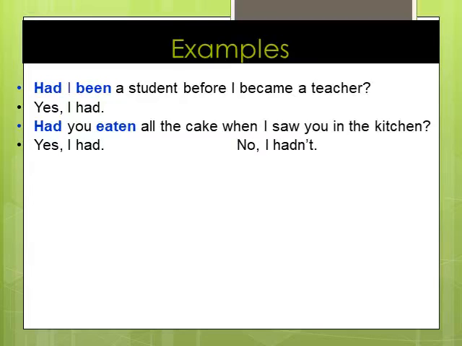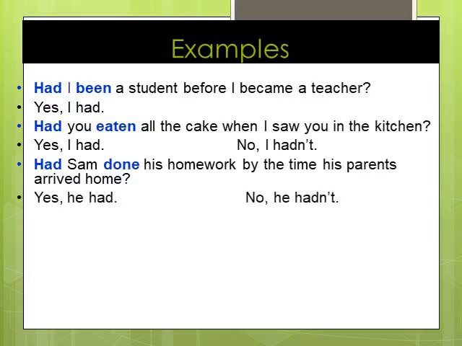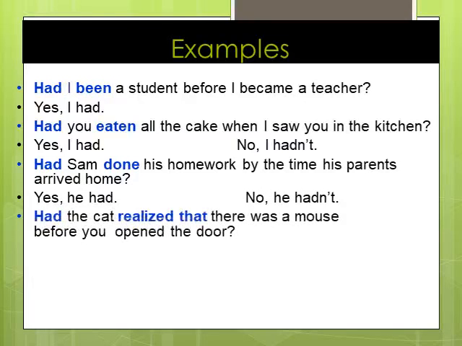Had Sam done his homework by the time his parents arrived home? It's a yes or no question. So we start with had plus the subject plus the past participle of the verb. The answer will be yes, he had or no, he hadn't. Had the cat realized that there was a mouse before you opened the door? It's a yes or no question. Start with had plus the subject plus the past participle of the verb. The answer will be yes, it had or no, it hadn't.